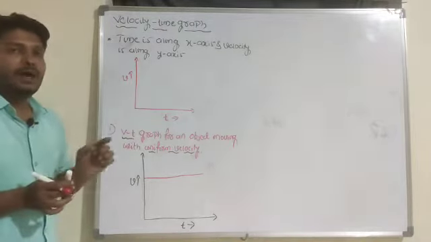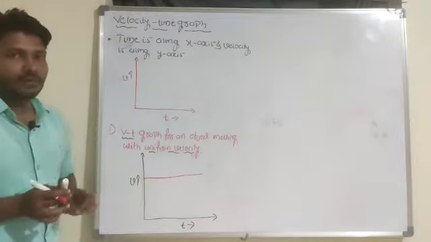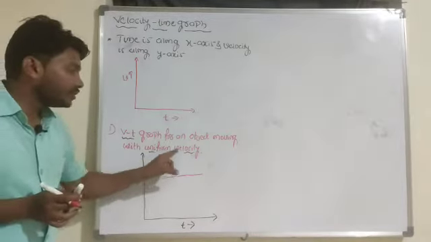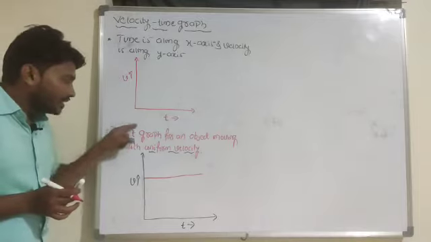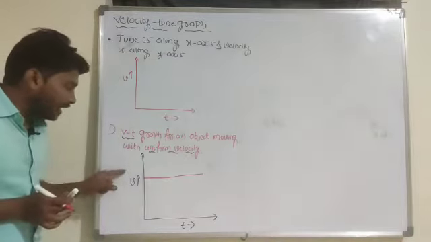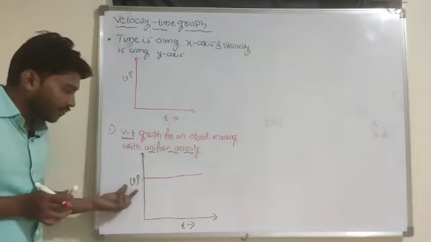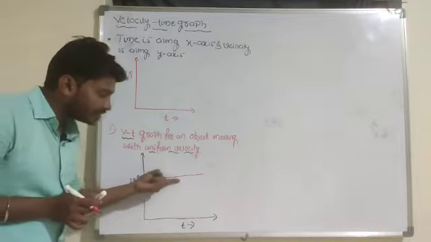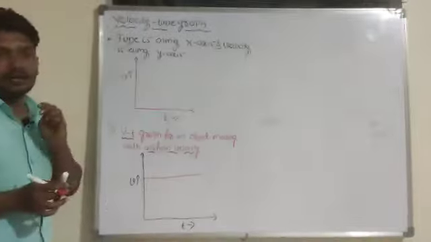Remember, I have to draw the velocity time graph for an object moving with uniform velocity. In a velocity time graph, uniform velocity means the velocity value does not change, so the y coordinate value does not change, which means a straight line parallel to the x-axis.